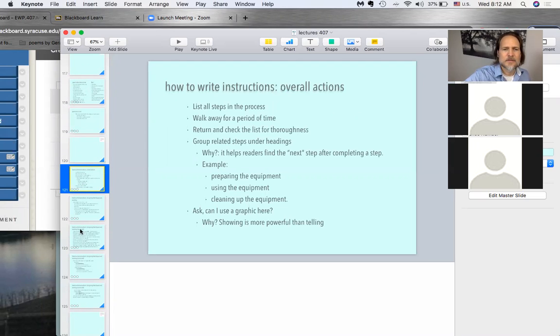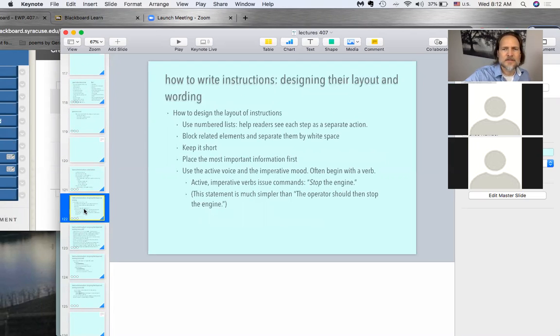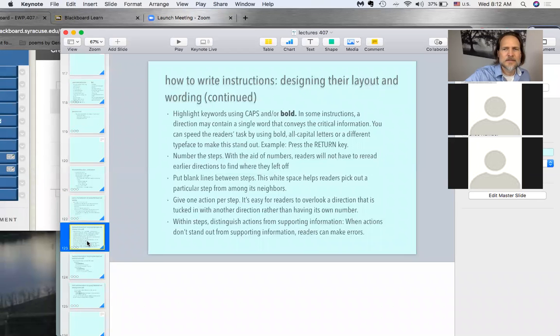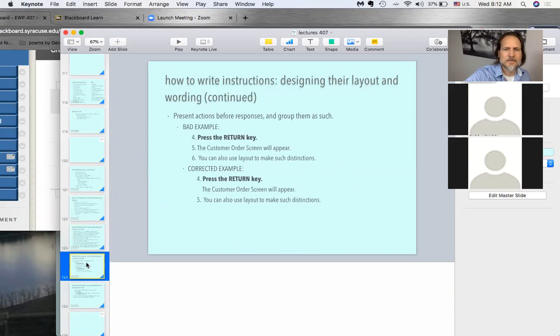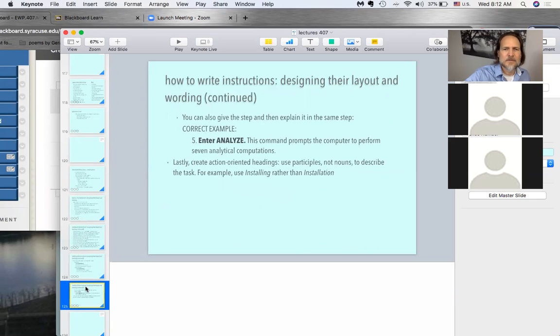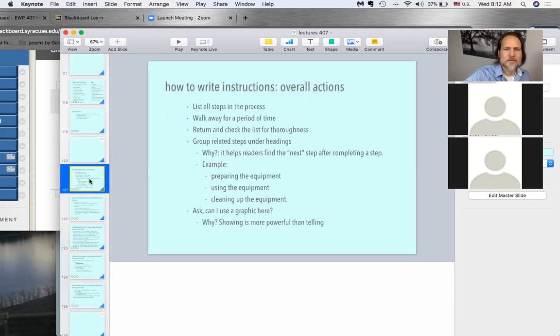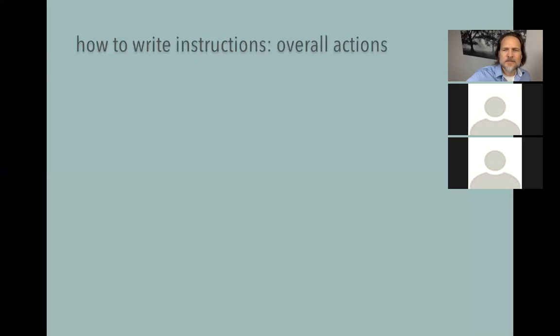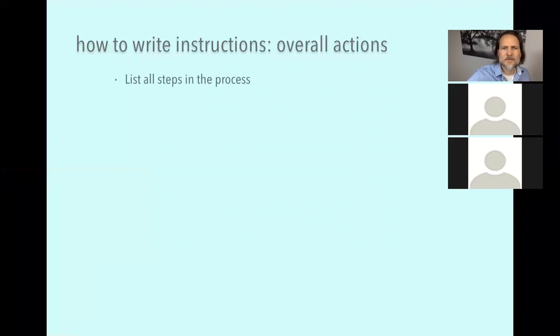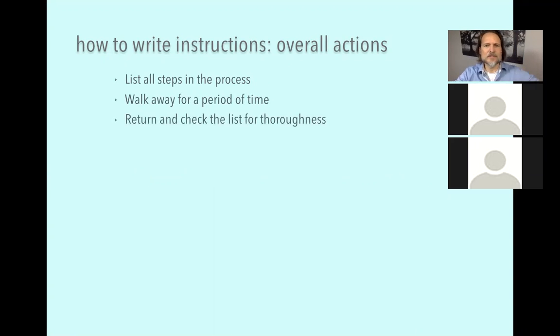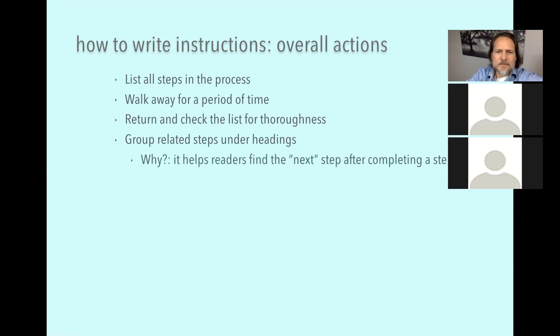All right, so we'll walk this through: how to write overall actions, how to design layout and wording, and a little bit of that. Most of these are pretty quick, so we'll run the table quickly. All right, so list all the steps in the process, walk away for a period of time, return and check for thoroughness, and group related steps under headings. The hardest move is to make sure you've got the right steps grouped, and we're going to look at that in detail in a moment.